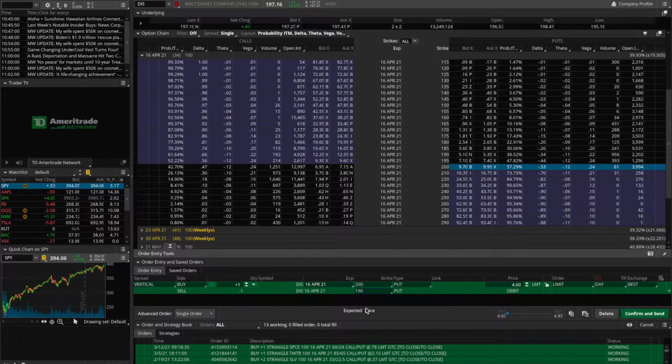The next scenario I'll walk you through is what happens if Disney ends up somewhere in between these strikes by the expiration date. So let's say I was only somewhat directionally correct on my assumption on Disney, and by April 16th, Disney fell from 197 down to 196. So a very marginal drop in price. What happens in this case? Well, if Disney is at 196, then the 190 strike put option is still out of the money. The strike would still be below the trading price of Disney, and therefore this option is useless and it just disappears.